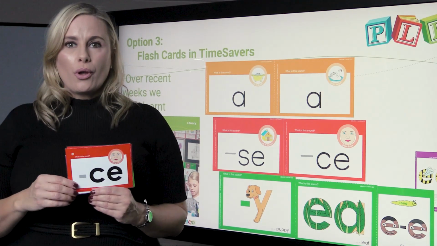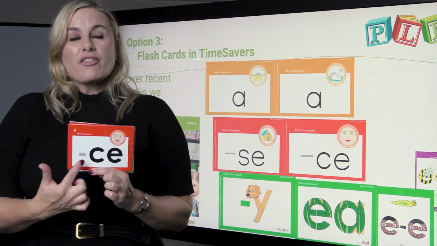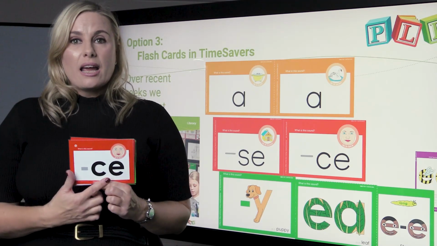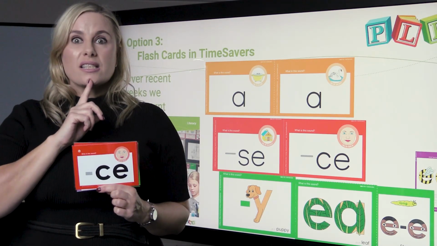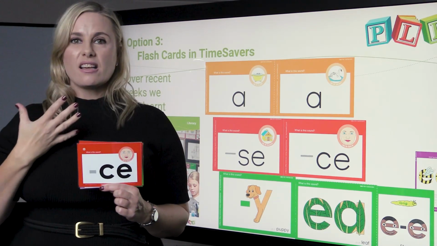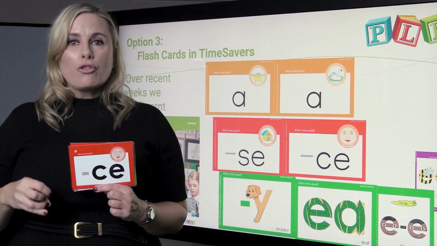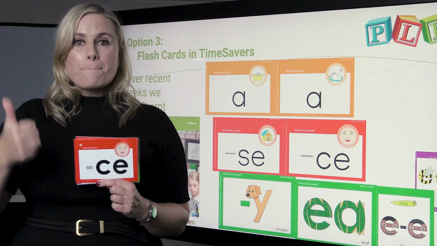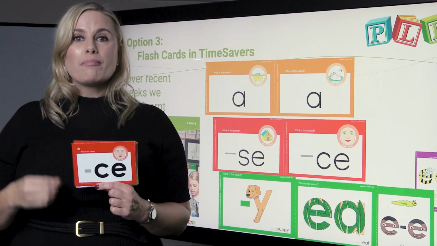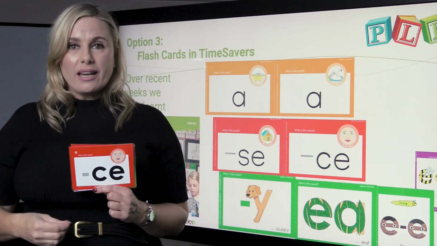Group 2. We have been revising that the letter C, when followed by an E, makes its soft sound S, as in face. I think I'm going to get you to practice now. Can you please write for me the word place? Place. Show me.